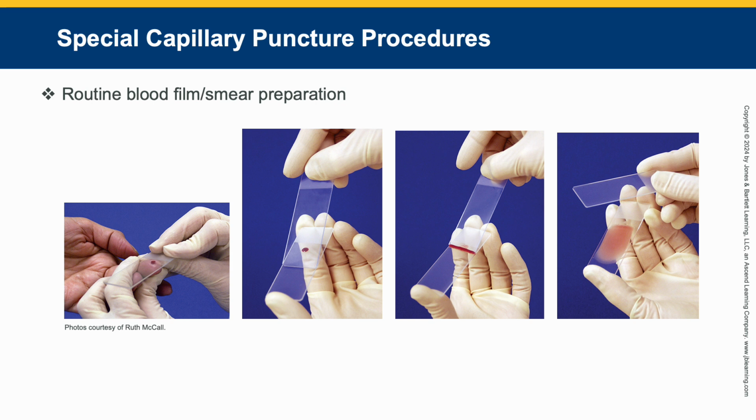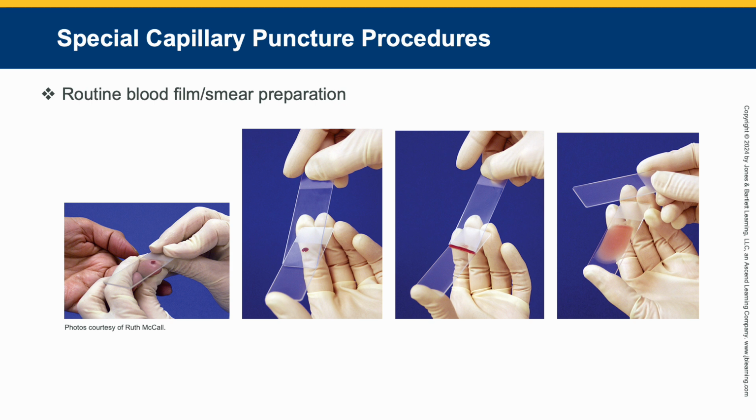So these are the steps. You're going to perform the capillary puncture just like you do, wipe it with alcohol, stick them. Then you're going to wipe away the first drop, again exactly the same as a regular capillary. But then for the second drop, you're going to touch a slide to the next drop that forms. The drop needs to be 1 to 2 millimeters in diameter and centered on the slide adjacent to the frosted end.